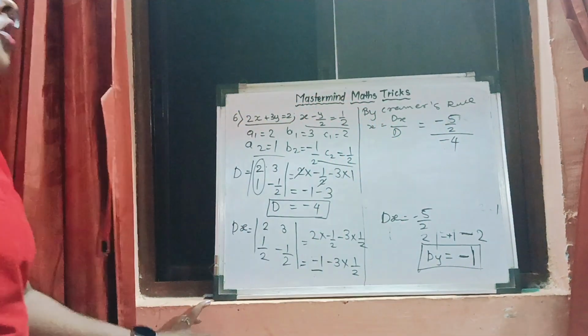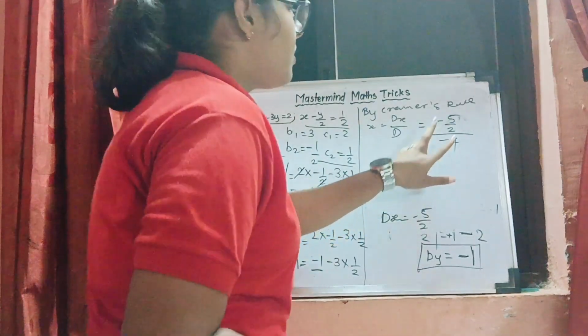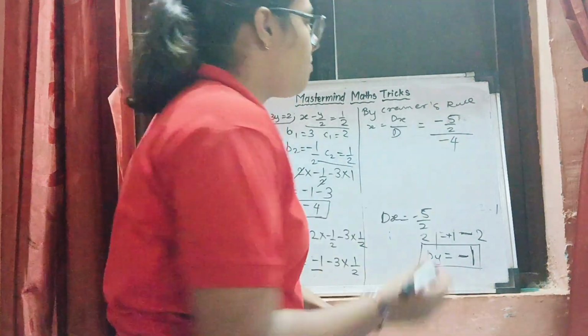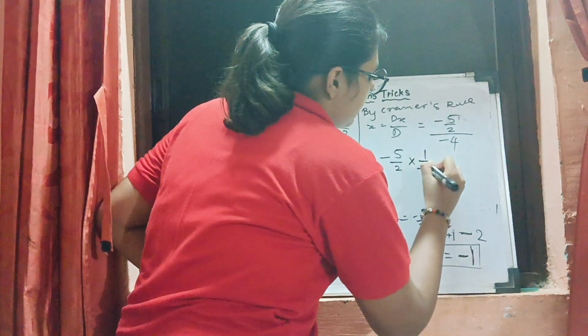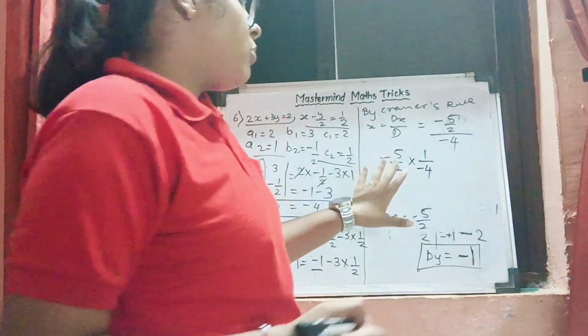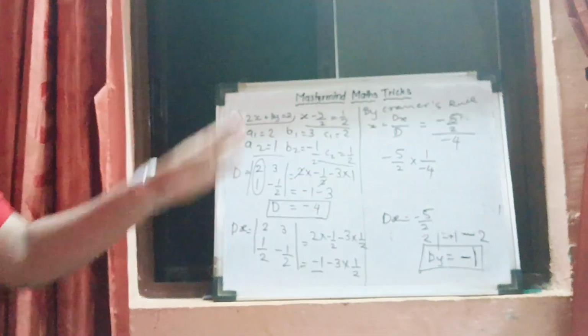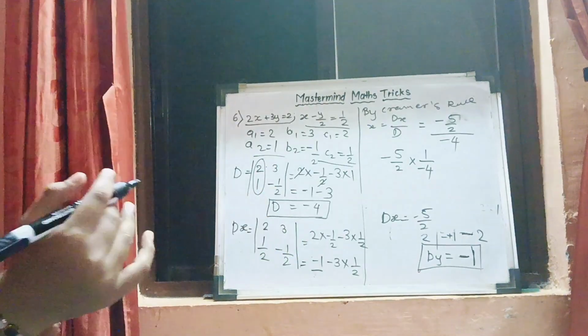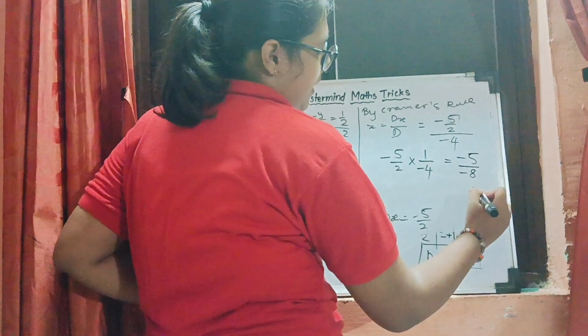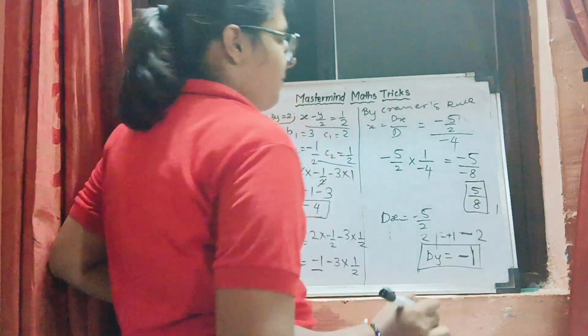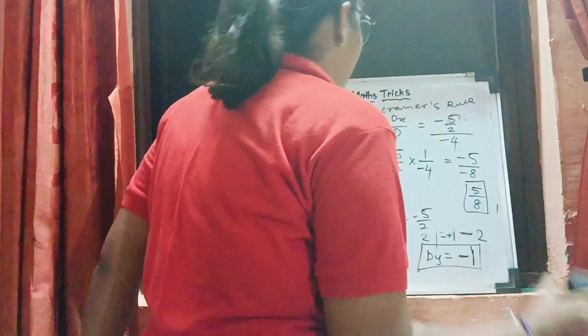Okay, so now how to do this? In division, we have to convert it into multiplication. So 5 by 2 multiplied by 1 by minus 4. Okay, most of the time you will not get this case of doing such a lengthy process in solving the questions, but sometimes you will. It is upon minus 8. We will get 5 by 8. Okay, now we got the value of x as 5 by 8.